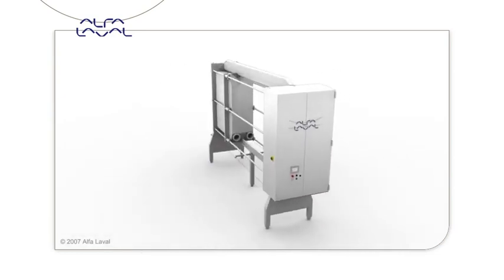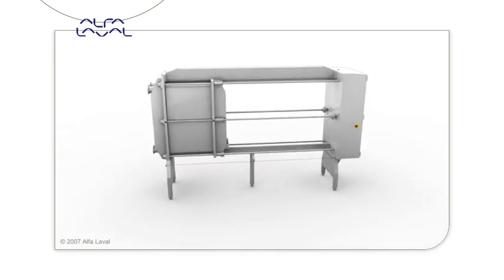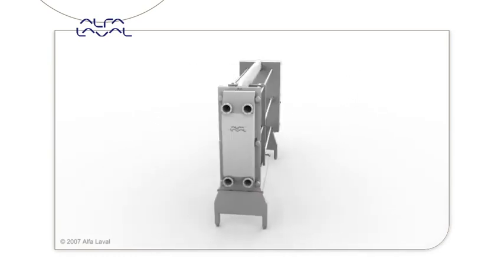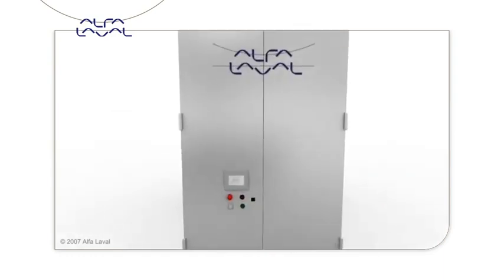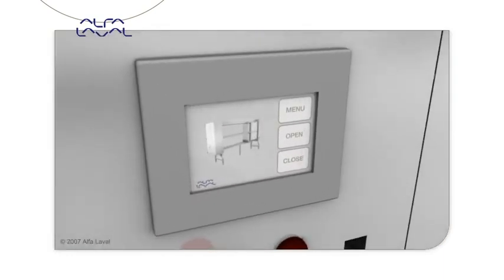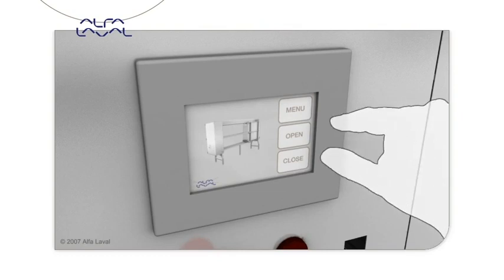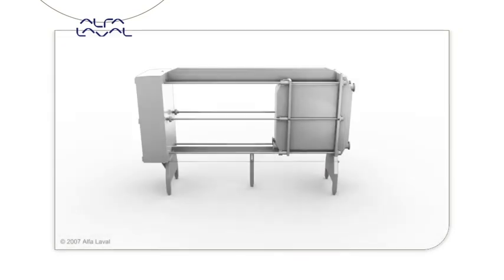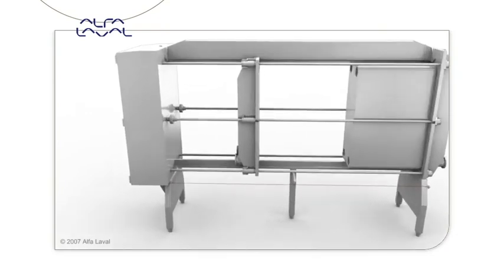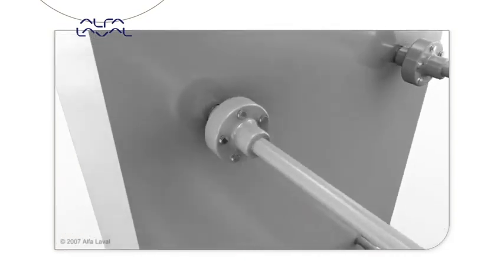Alfa Laval has further developed this unit to include a frame with an automatic opening and closing feature. The PLC-based control system features a programmable interface. The system is based on standard Allen Bradley Rockwell components. The unit is controlled from the logic menus on the touch screen and can easily be reconfigured for new plate combinations. Replacing a plate in the heat exchanger is a simple process.